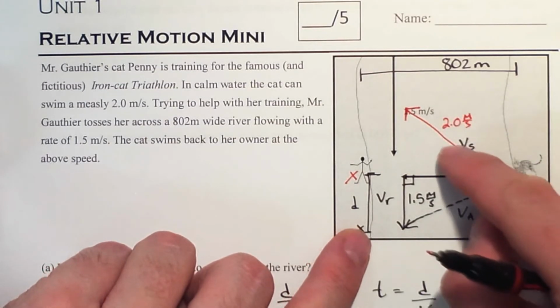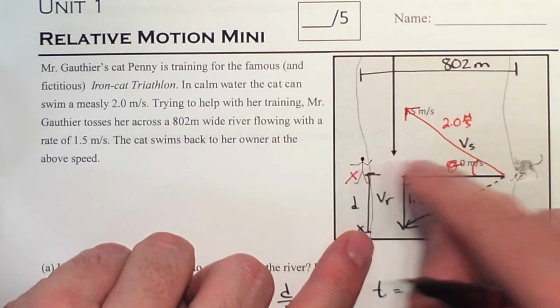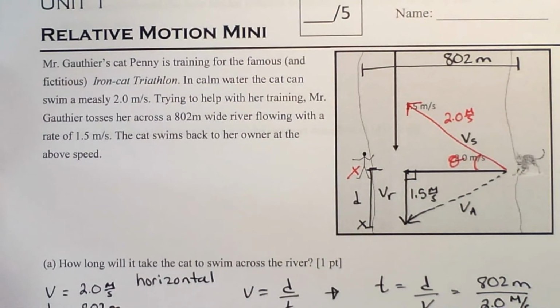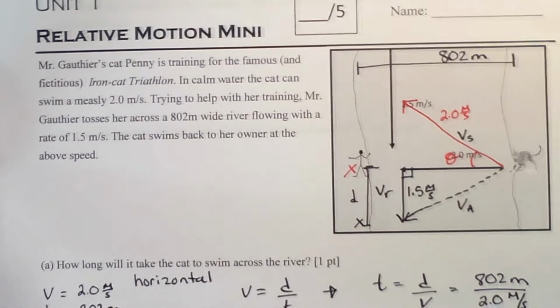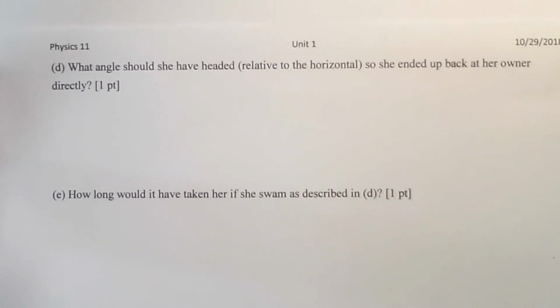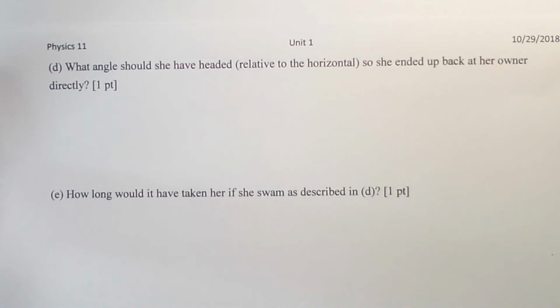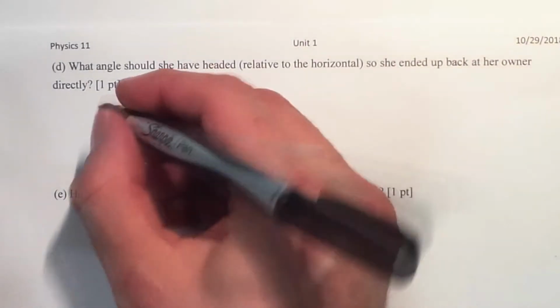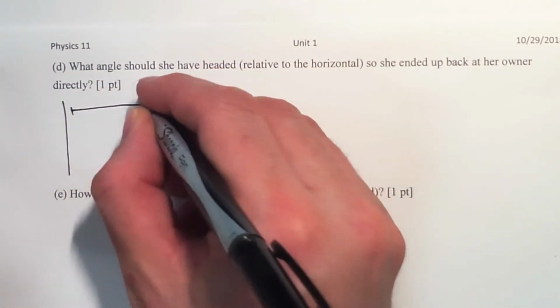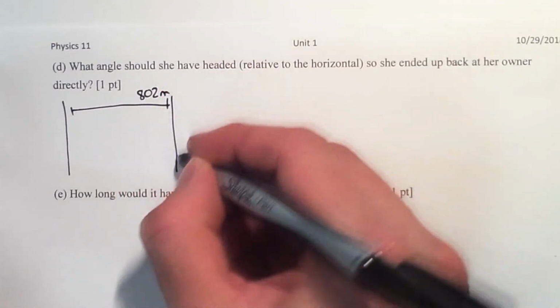But if she swims over this way while the river pushes her down, she could probably figure out what the angle is and know how to get directly across. So that's what the next part of this is. At what angle should she have headed relative to the horizontal so she makes it directly back to her owner? So here's the scenario. It's 802 meters.